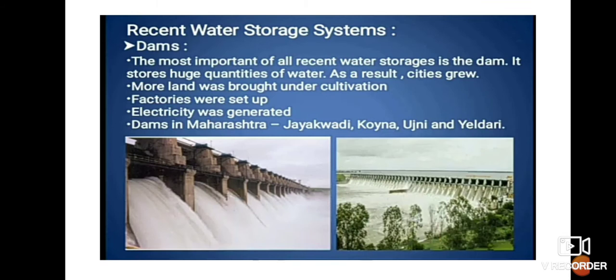Recent water storage systems. Dams. The most important of all recent water storages is the dam. It stores huge quantities of water. As a result, cities grew. More land was brought under cultivation. Factories were set up. Electricity was generated. Jayakwadi, Koyna, Ujani, and Eldari. These are the dams located in Maharashtra.